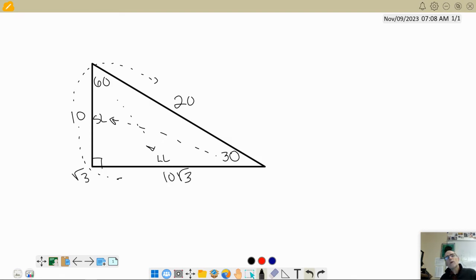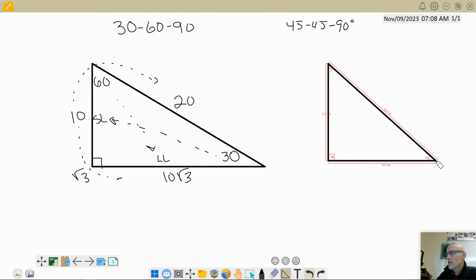Now, I want you to think about this for a second. Do you think that mathematicians over the past, I don't know, 5,000 years only figured out 2 triangles, the 30, 60, 90 triangle or the 45, 45, 90 triangle? Do you think that's the only 2 triangles that we figured out in that amount of time? Of course not, right? So let me try to get a decent looking 45, 45, 90.